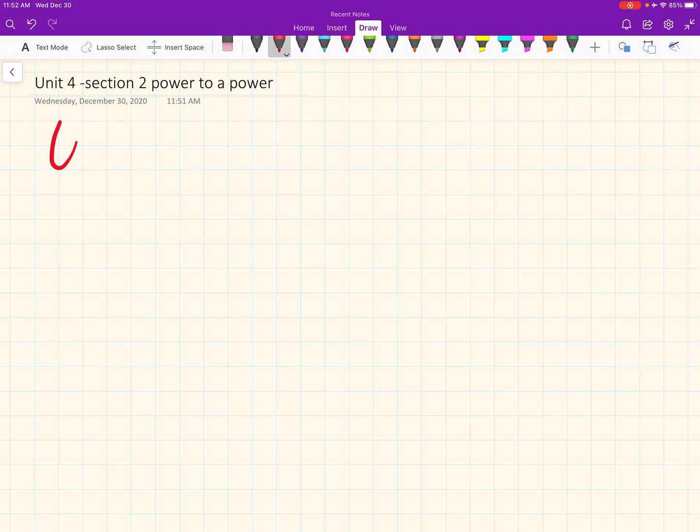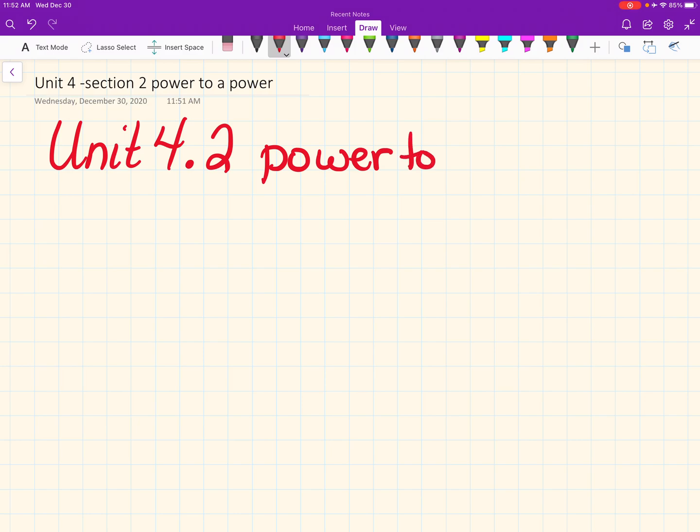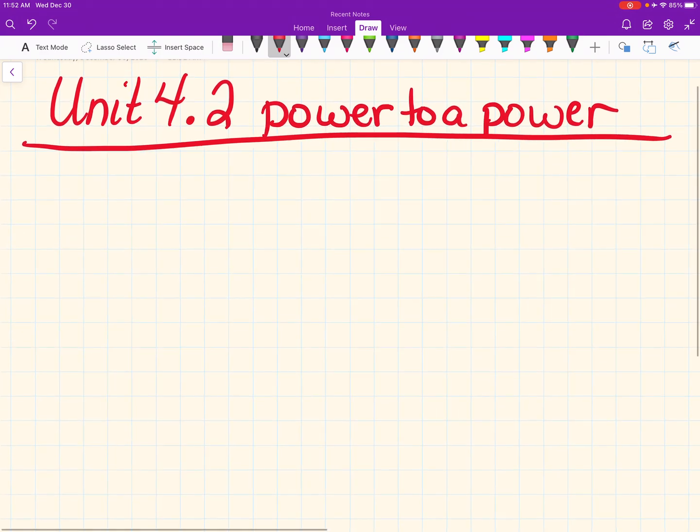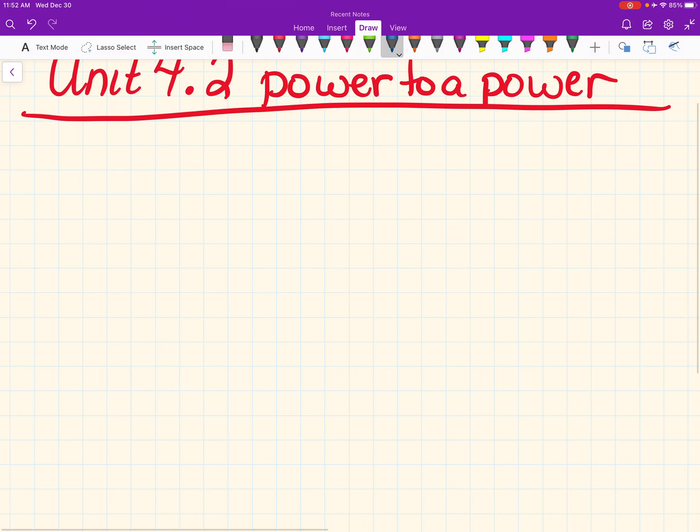Okay, let's do Unit 4, Section 2. This time we're going to do power to a power. So here's the thing. Each of these rules in and of themselves aren't overly complicated, but when we start adding rules on top of rules, if you haven't practiced the first rule and you're adding another rule on, they can get confusing. So you really need to practice these, okay? I know you don't like to do the homework, but do each one, at least get some practice in so that when I add another rule, you have the other one solidified in your mind, okay?